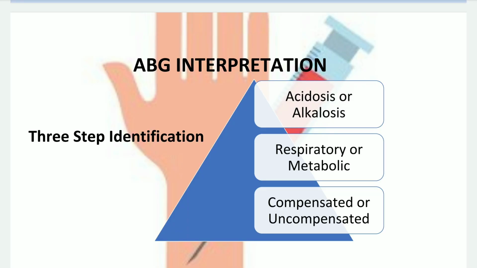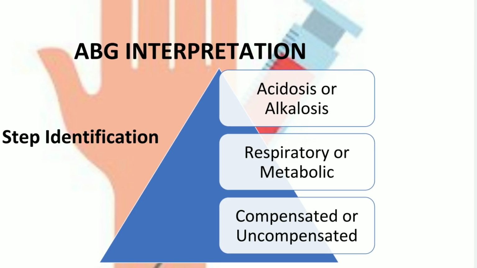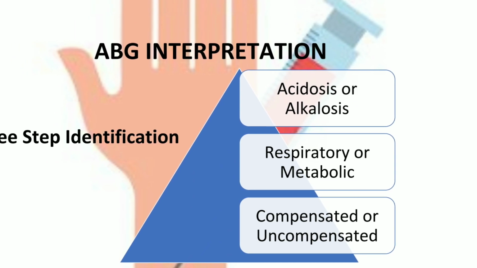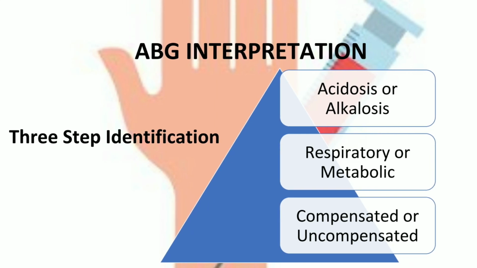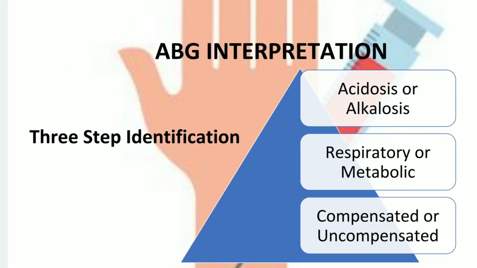Now let's talk about actual ABG interpretation. First, identify acidosis or alkalosis by looking at the pH. Second, we are going to identify whether it is respiratory or metabolic by looking at carbon dioxide and bicarbonate. Third, we are going to identify if it is compensated or uncompensated. Let's see.